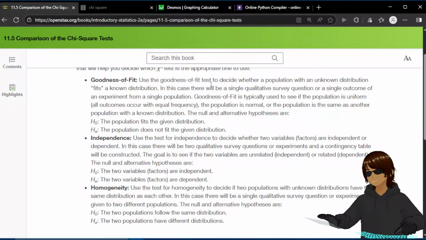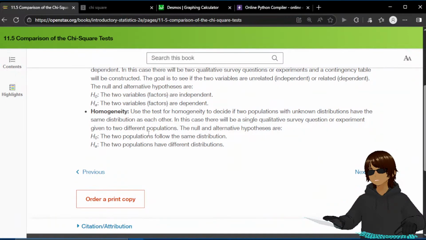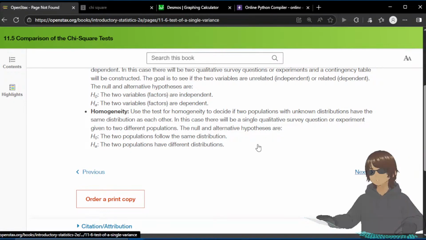Use the goodness of fit test to decide whether a population with an unknown distribution fits a given distribution. Use a test for independence to decide whether two variables are independent or dependent. Use the test of homogeneity to decide if two populations with unknown distribution have the same distribution as each other. Okay, right.